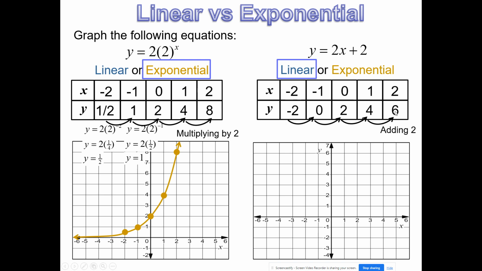I'm adding 2 to get from each number to the next. So here's -2, -2. Here's -1, 0. Here's 0, 2. Here's 1, 4. Here's 2, 6. There's my linear function. I graphed a line. There's a curve. Okay? You can always use Desmos to figure these numbers out as well, right? Remember, we can create that table that I showed you guys how to do.